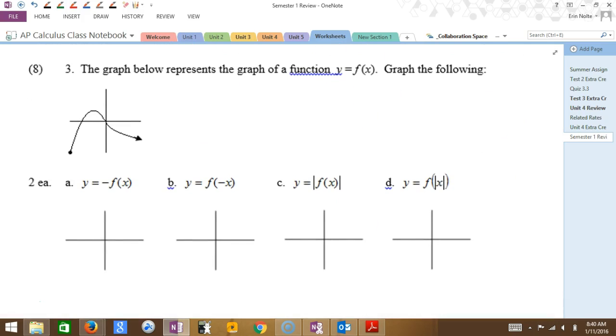Okay. So how to graph these? This is from the first section. Do you guys remember what happens if you have a negative on the outside of any function? What does it do? Flips it upside down. So all we're going to do is draw that shape flipped upside down.